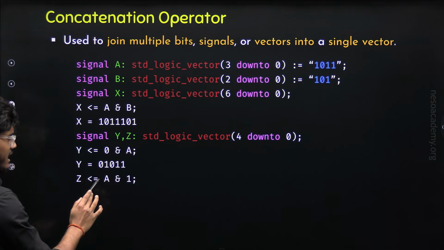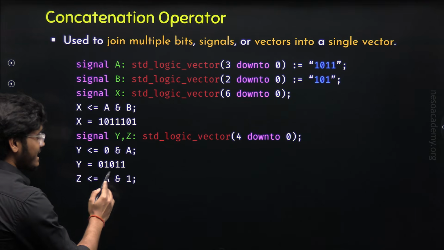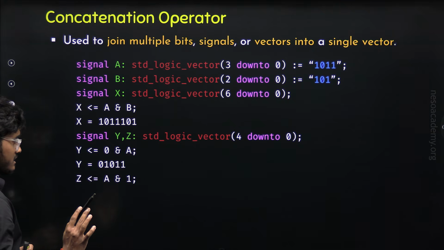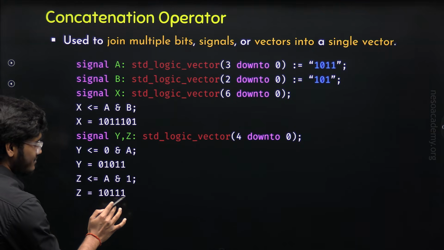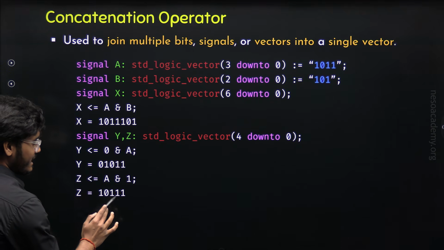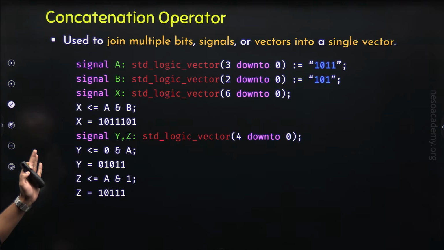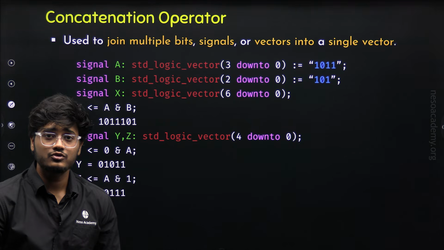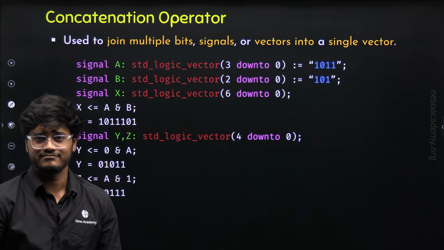Similarly, we can write A ampersand 1, meaning adding 1 at the end of the signal A. The Z will store 10111. 1011 signal A and 1 at the end. So I hope you understand how to perform concatenation operation and how to merge different signals at the end or at the start of a vector.